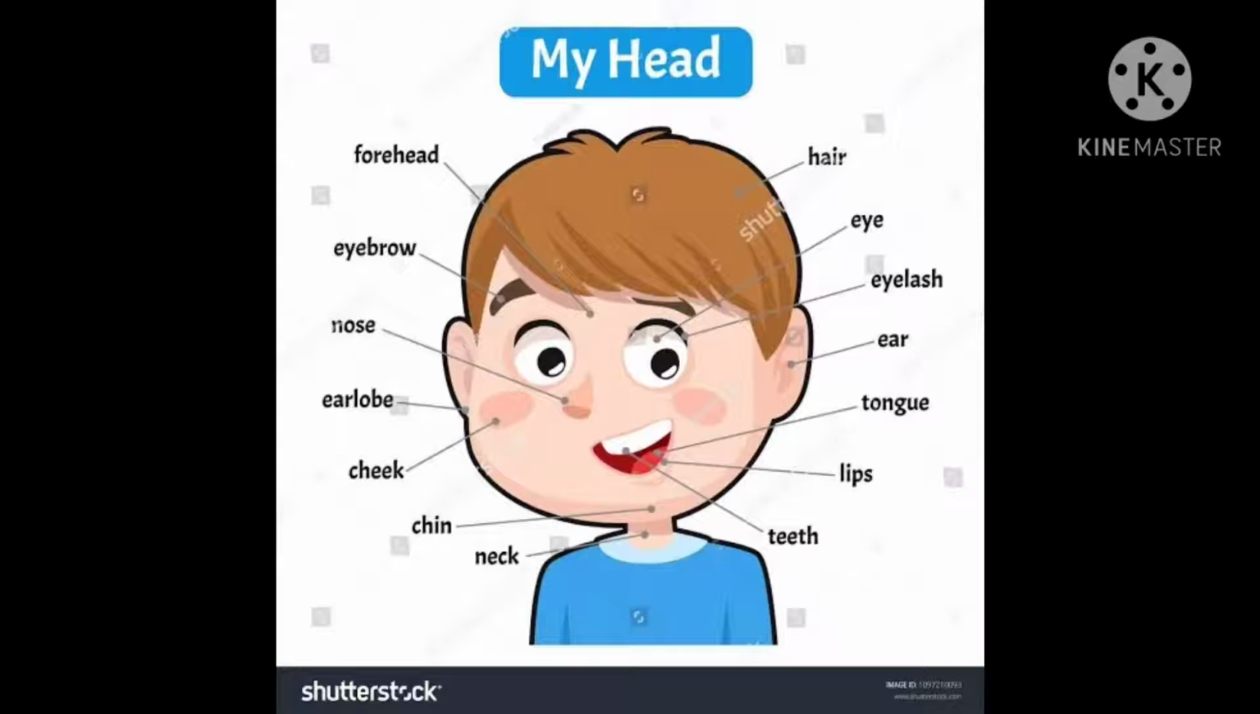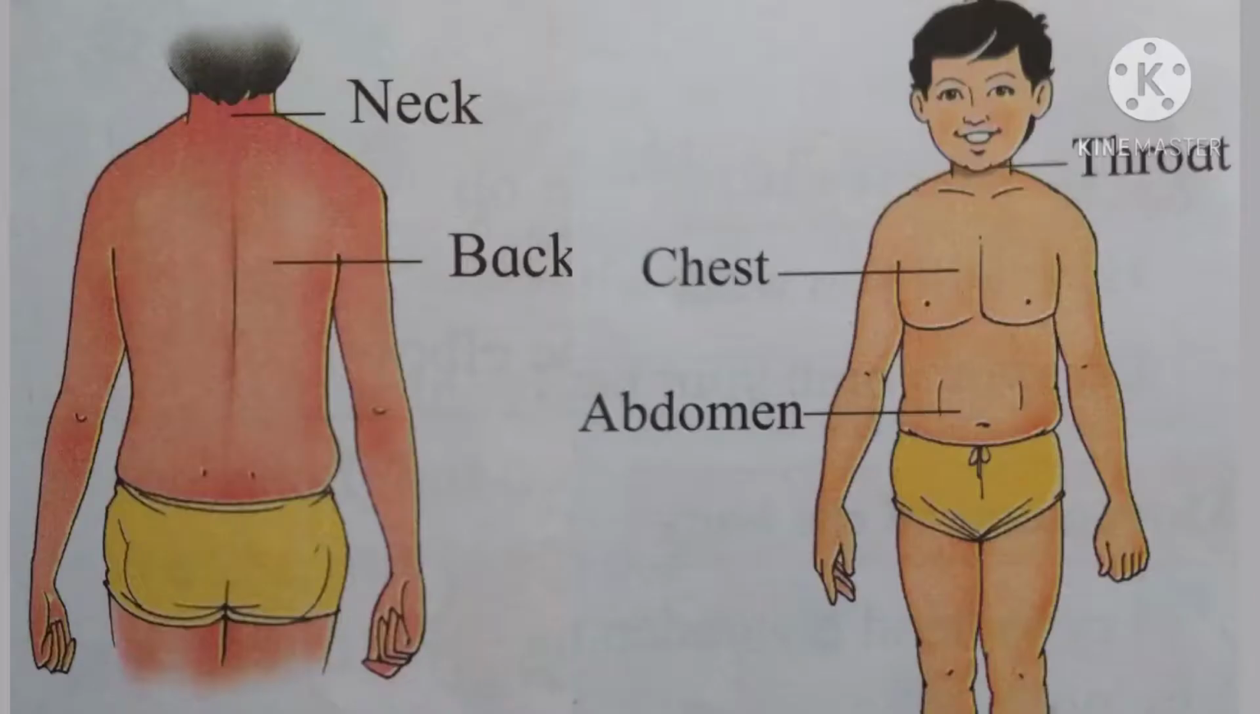On the sides are the ears. In front is the nose. Below the nose is the mouth. And below that the chin. The part that joins the head to the torso is the neck children. That is why we can move our head. Okay children, now let us understand what is a torso.